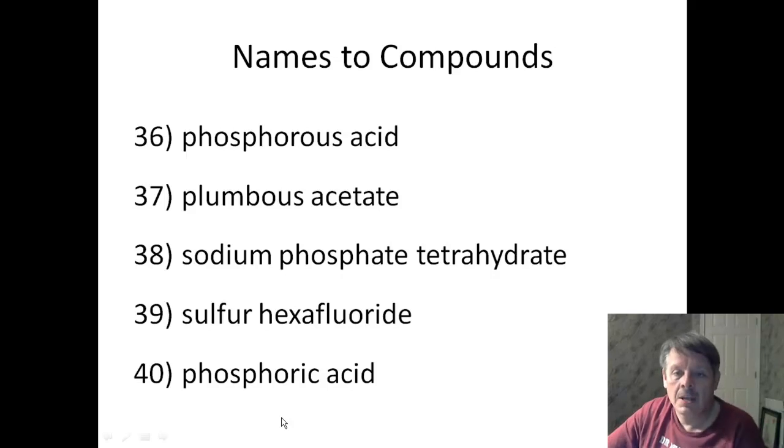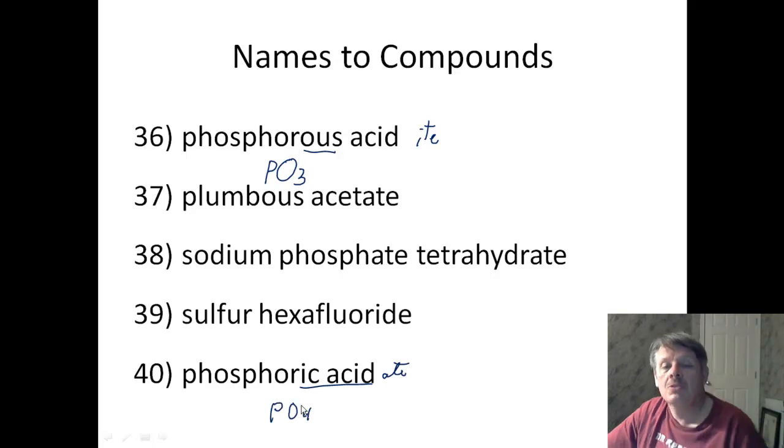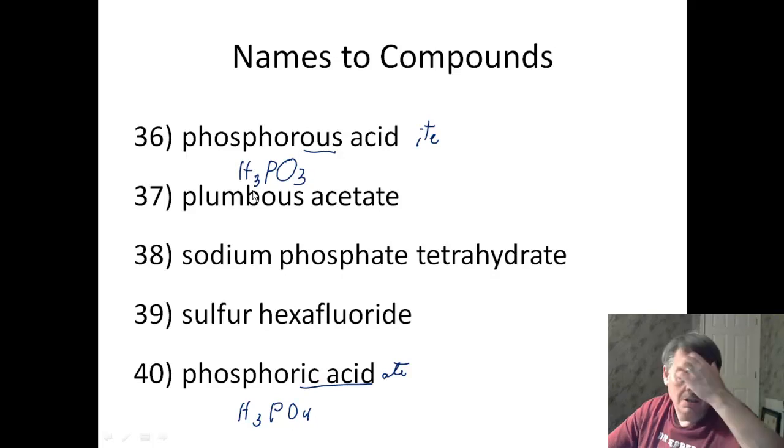All right, got a couple of acids in here. I've got phosphorus and phosphoric. If you remember, phosphorus means I'm looking for an ite, so I'm looking for phosphite, which is PO3. Let me jump down to the bottom one with phosphoric acid. That means I'm looking for an ate, so that would be PO4. In both cases, they have a -3 charge, so I need 3 hydrogens in both cases to offset the phosphite and the phosphate. Acids always start with H.